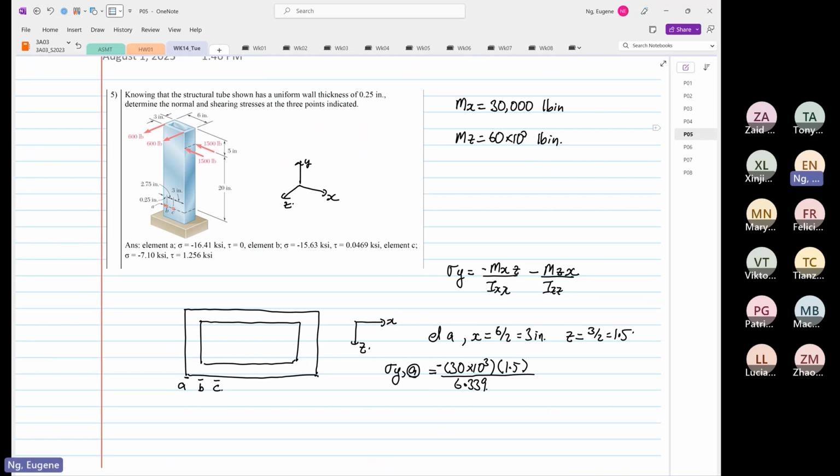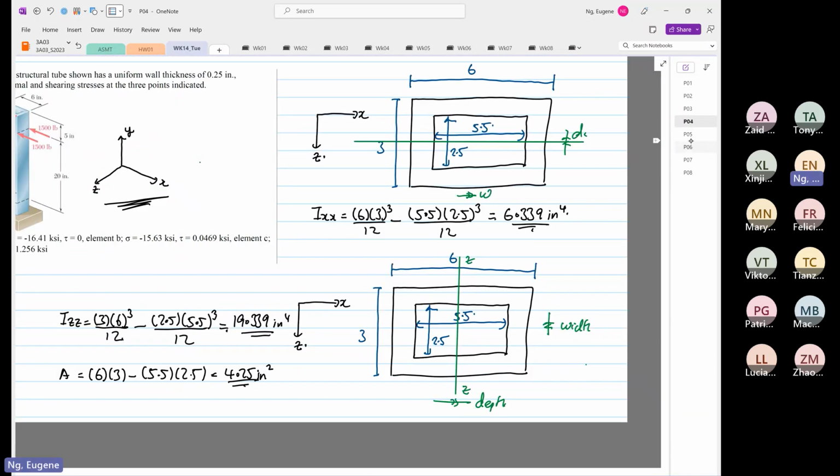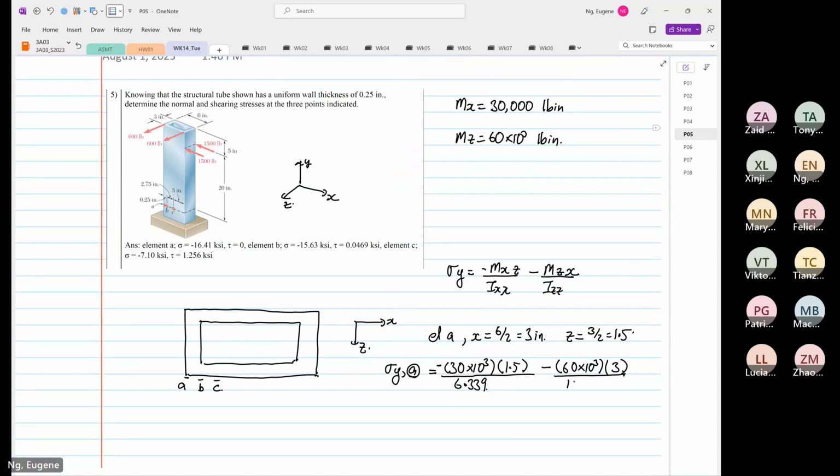Okay. And then we have minus mz multiplied by x distance, which is 3, and then divide by Izz. Izz is equal to 19.339. So this will be equal to 30 power 3 times 1.5 divided by 6.339 plus 60 power 3 times 3 divided by 19.339.